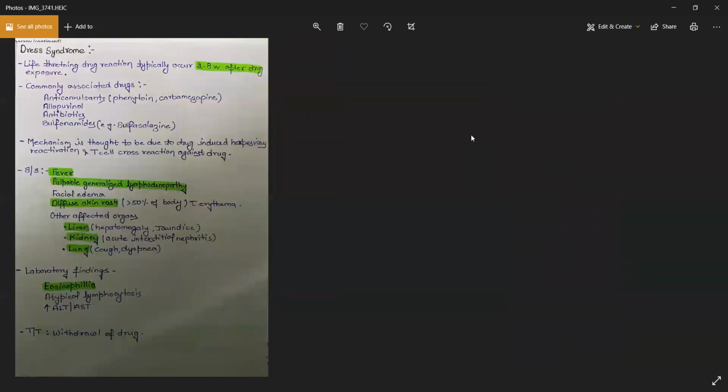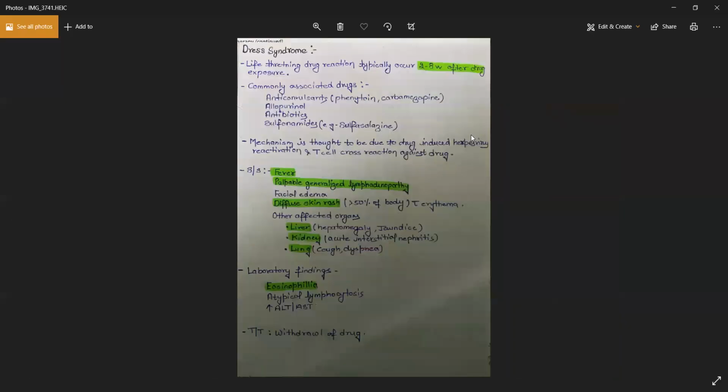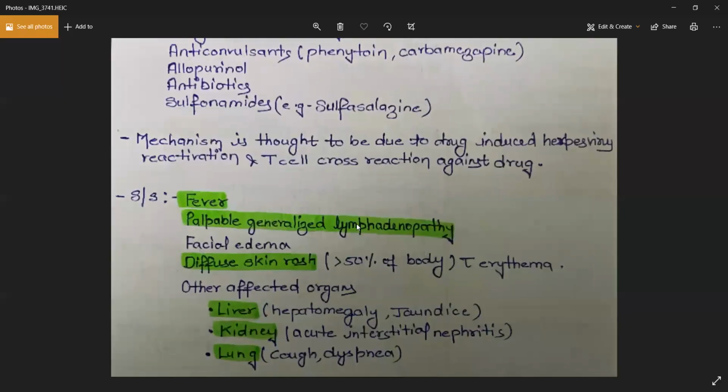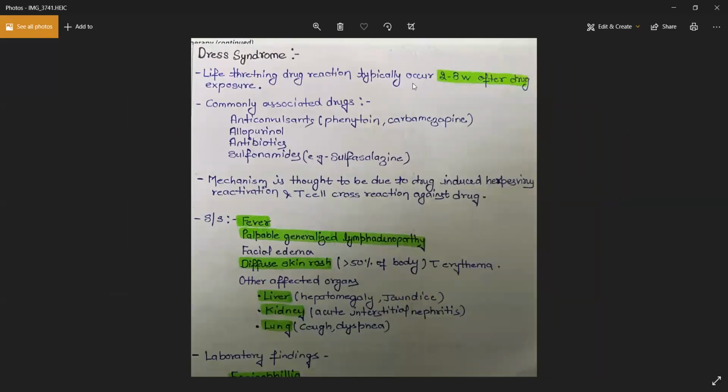Let's discuss that DRESS syndrome. This condition happens after a month of use of the phenytoin. Other drugs like the carbamazepine can also do that. Sulfasalazine can do that. Antibiotics, the allopurinol can also. That means all the drugs that can cause the Stevens-Johnson syndrome can also cause DRESS syndrome, I must say. Right. And although the mechanism is not very clear, some suggest that this condition is happening because of the drug-induced activation of the herpes virus, and the cross reaction against the T cells.